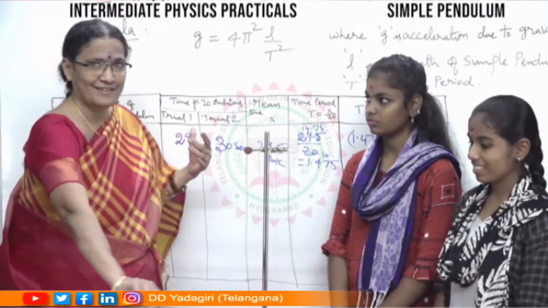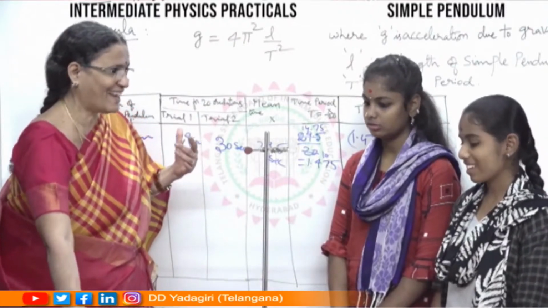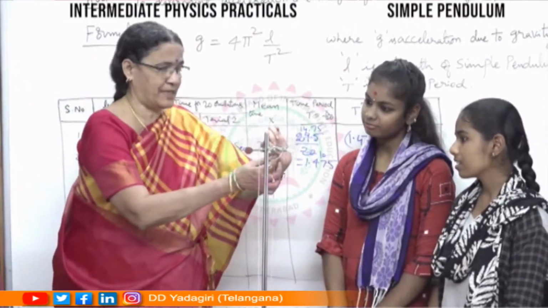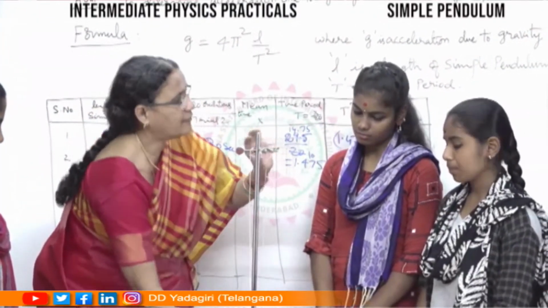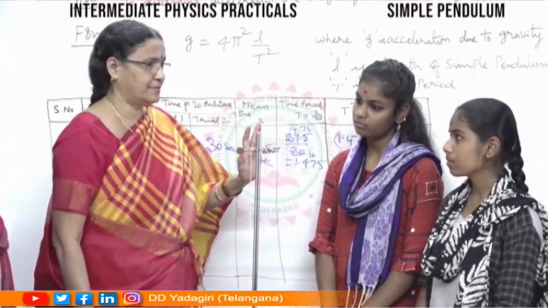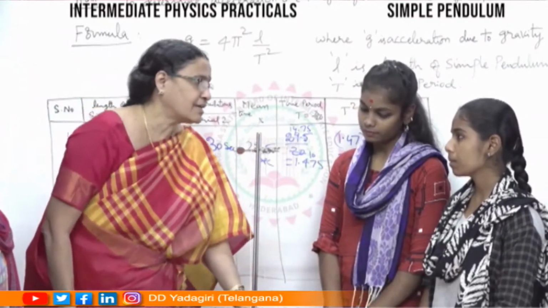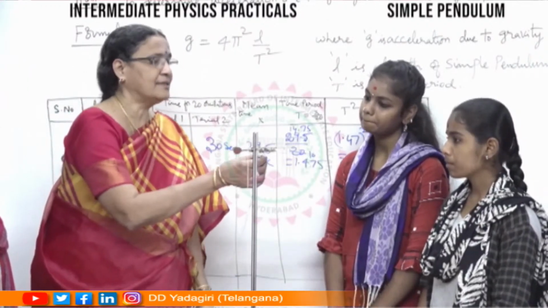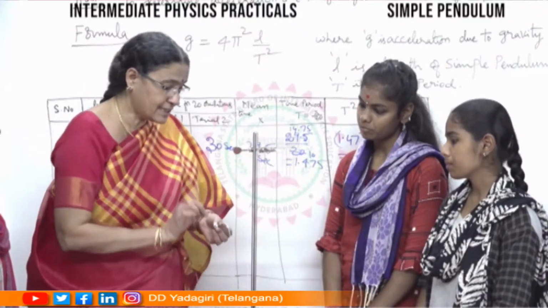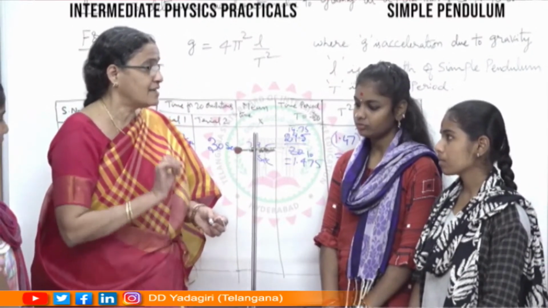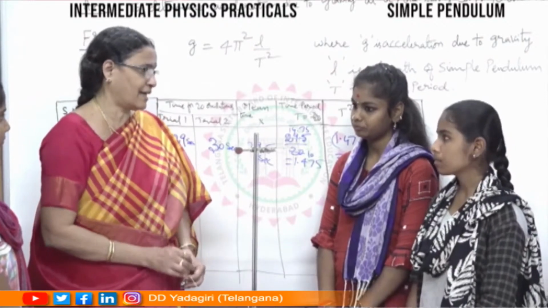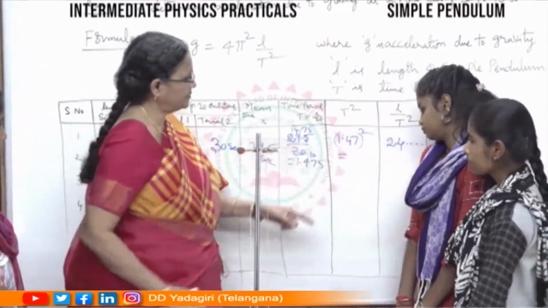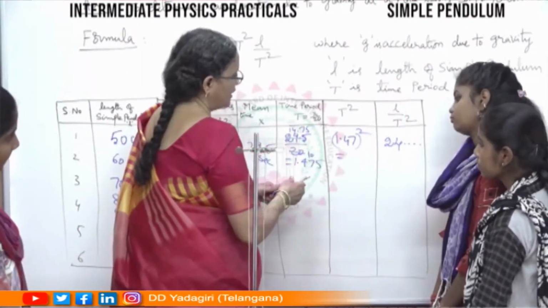Just turn the thread. You turn, you take, and one more 1 centimeter you add. Yes. So if you take from the point of suspension till the end, it is 101, till the center of gravity, it is only 100 centimeters. Simple pendulum length is from the point of suspension till the center of gravity only, which lies at the center of a sphere.